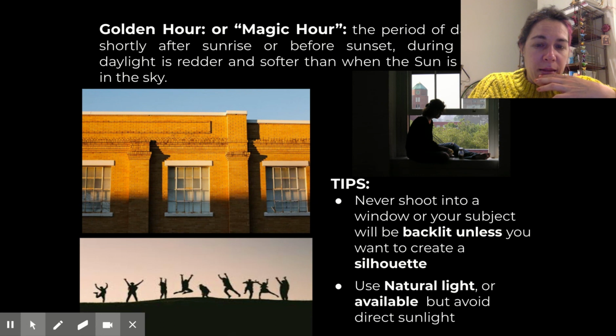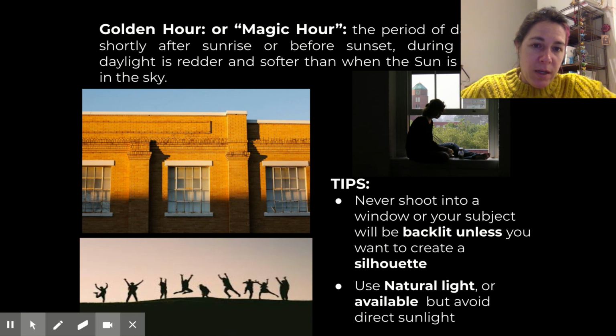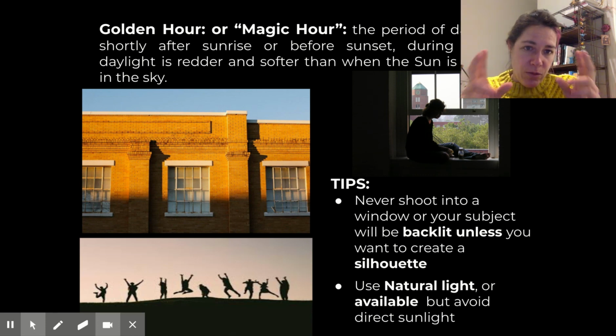And then think about if you're shooting somebody in a window, if you point your camera directly into the sun, you're going to backlight people, which means they're going to go into shadow or they're going to be dark. So just avoid shooting your camera directly into a window or into the sun so that you won't have that backlit effect.